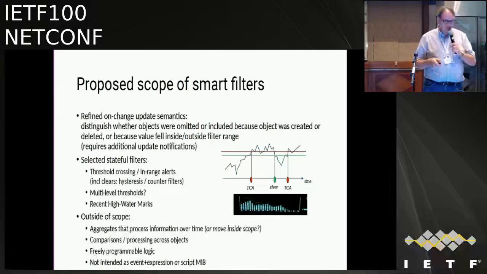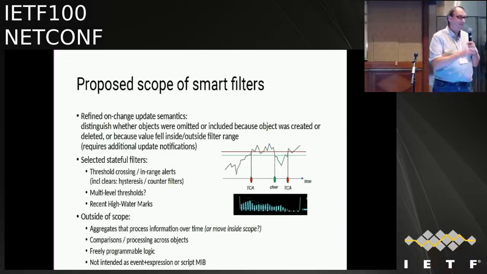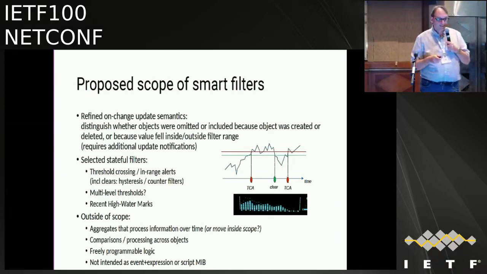So, what is within the proposed scope is, first of all, refined on-change update semantics. That was also another reason why we did not want to include it with the plain YANG Push. Basically, we need to distinguish whether an object is omitted from an update because it was created or deleted, versus the object still being there and only falling in and out of range. For this, we will need additional update notifications.